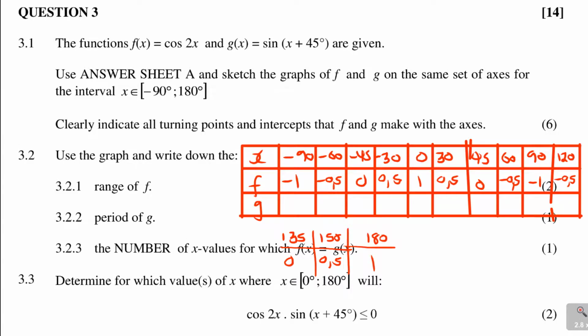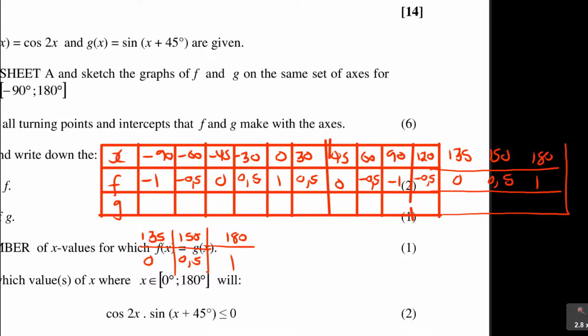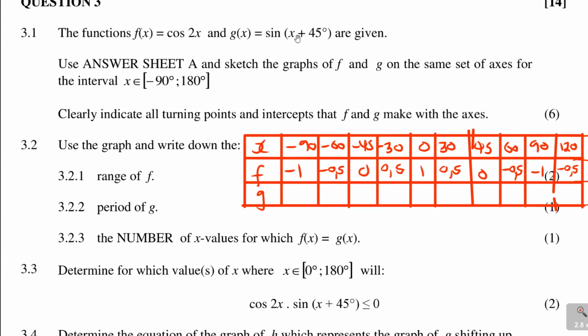Picture this thing being extended in this direction, whereby I've got 135, 150, 180. That's what is happening there, which is 0, 0,5 and 1. So let's extend it like that. I think it's much better like this. Okay, so guys, I'm going to plot this, but the calculator is the one that is going to do that. Now let's do the next one.